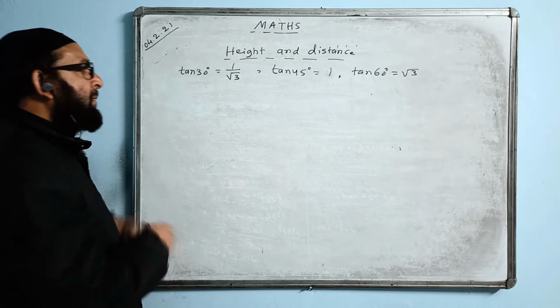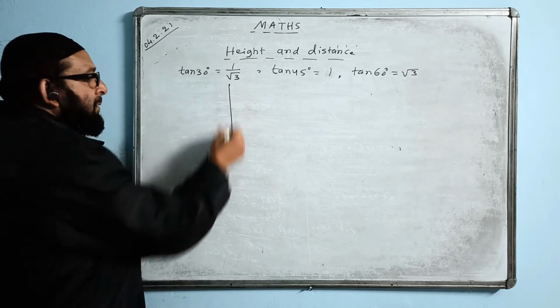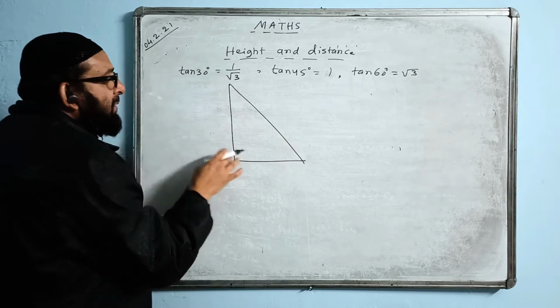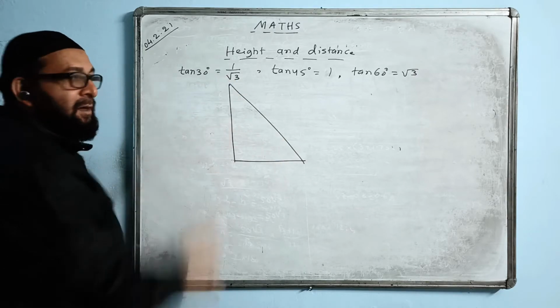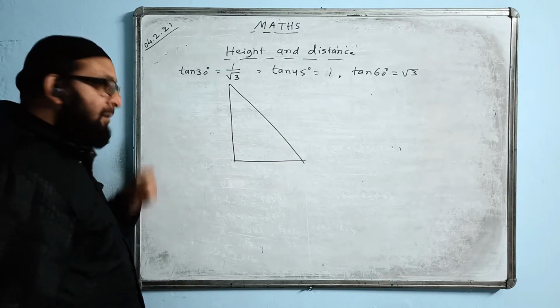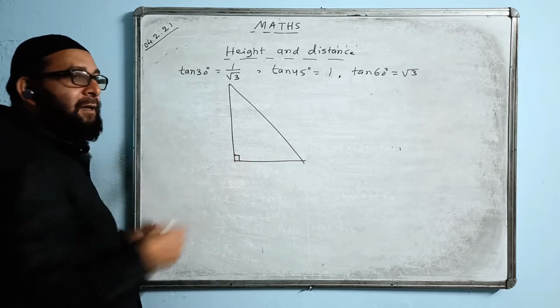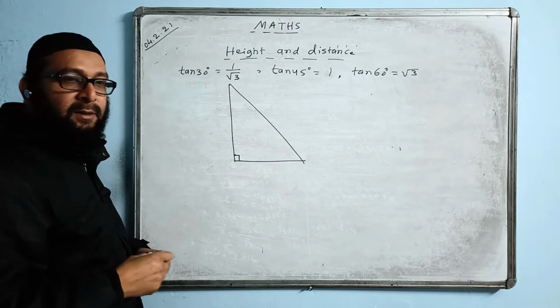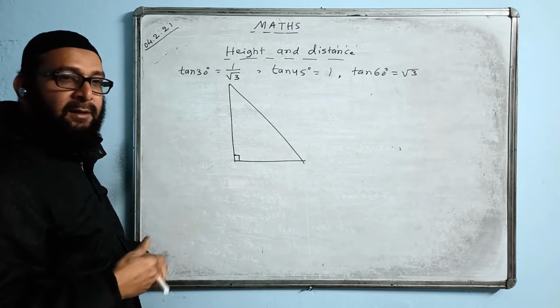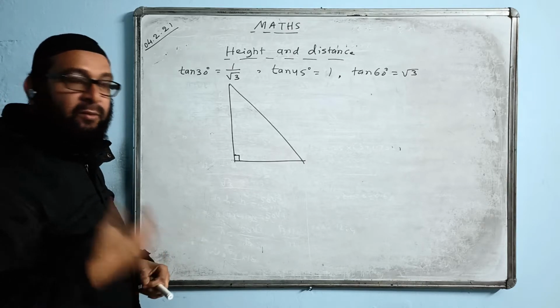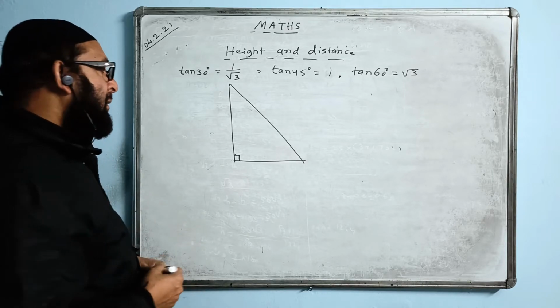Now the question will be simple. They will say height is given, find the value of distance. This will be given, find this. Or this distance is given, find height. It will always be a right angle triangle, because sin theta is p by h, cos theta is d by h, and tan theta, perpendicular by the base, is only applicable for right angle triangles. You will always take a right angle triangle.